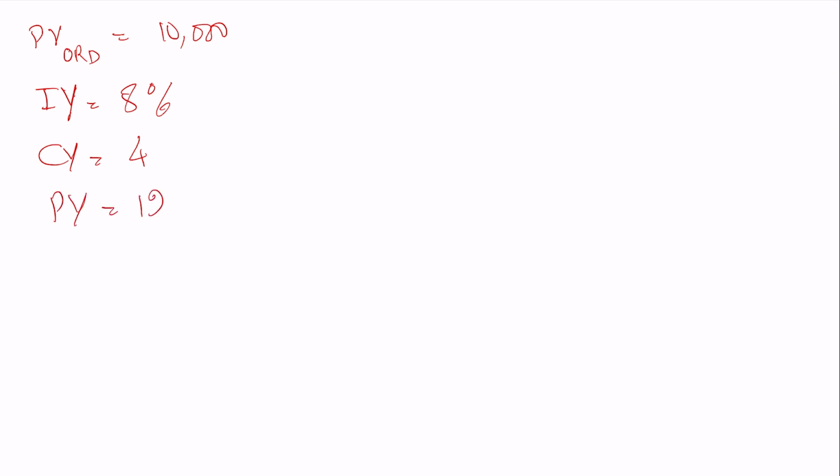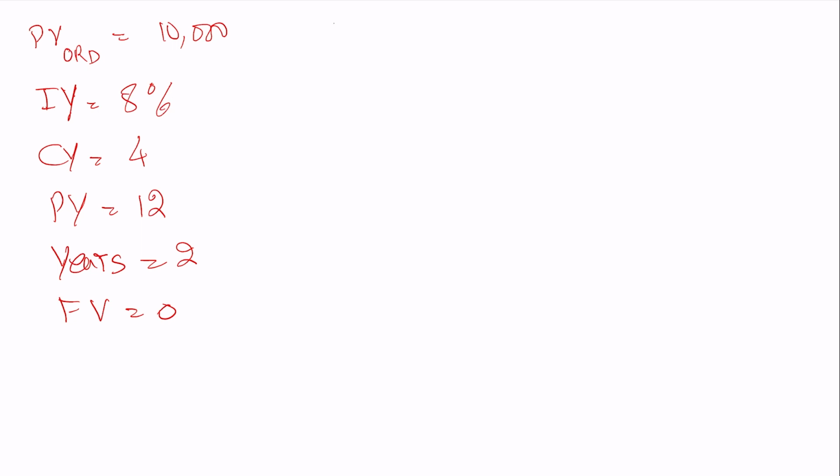So it's a present value ordinary, which is 10,000, and IY is 8%, and CY is 4, right? CY is 4, and PY is 12, and years involved here is 2, and future value is going to be 0 because it's a loan, we have to pay it at a 0 future value.